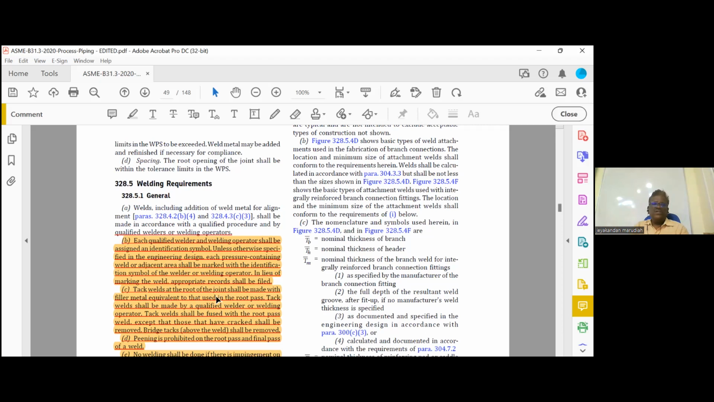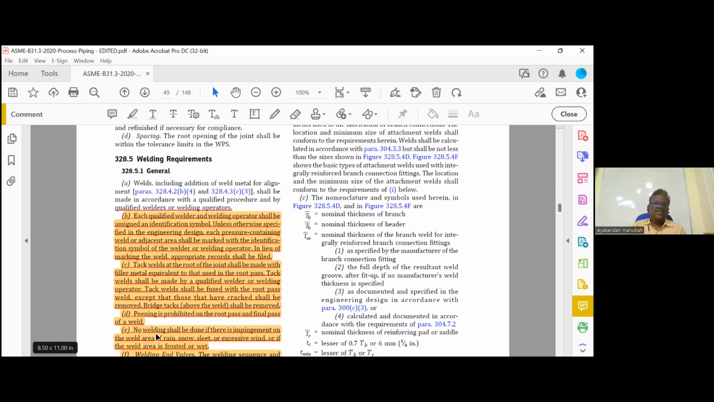Tack welds at the root of the joint shall be made with a filler metal equivalent to that used in the root pass. Tack welds shall be made by a qualified welder or welding operators. Only a qualified welder makes tack welds. There is no separate qualification for a tack welder. Only a qualified welder should make them. Tack welds shall be fused with the root pass, except those that have cracked shall be removed. Bridge tacks shall be removed.